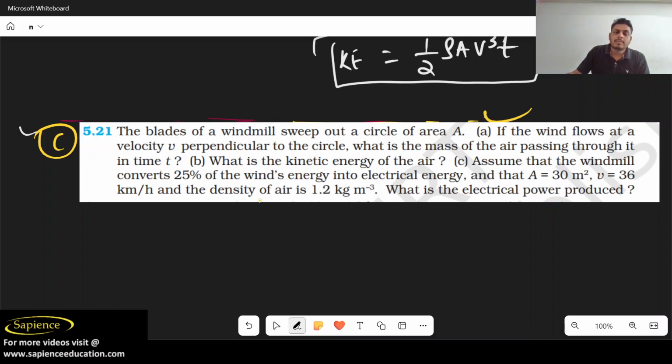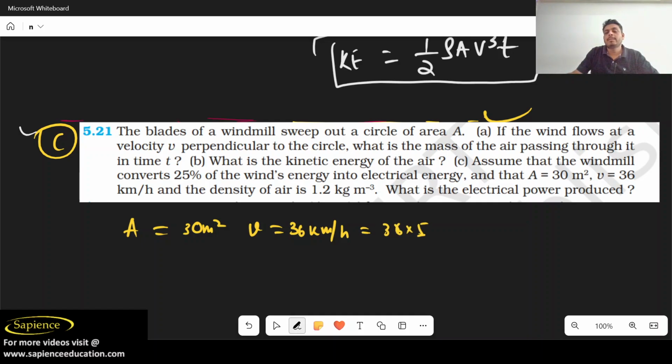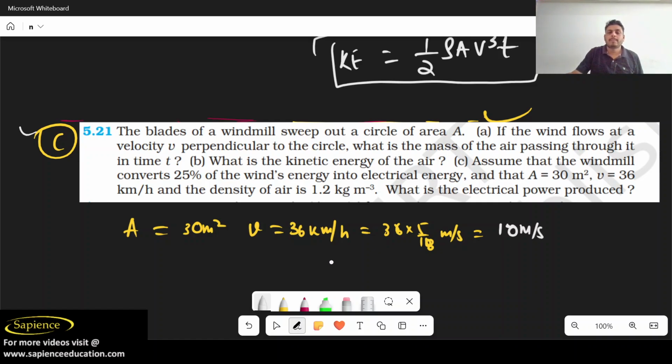Assume that the windmill converts 25% of wind energy into electrical energy, and the area they have given. Area is 30 meter square. Velocity is 36 kilometer per hour, right? So that is equal to 36 into 5 by 18 meter per second, that is equal to 10 meter per second. I hope you have understood now.